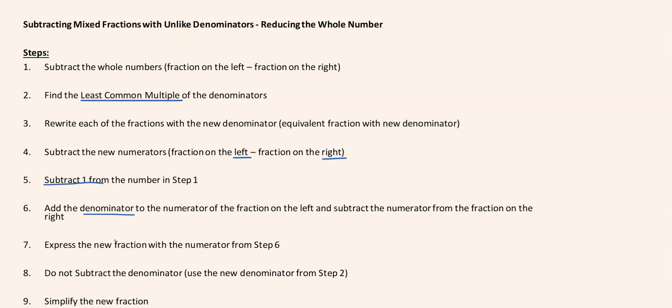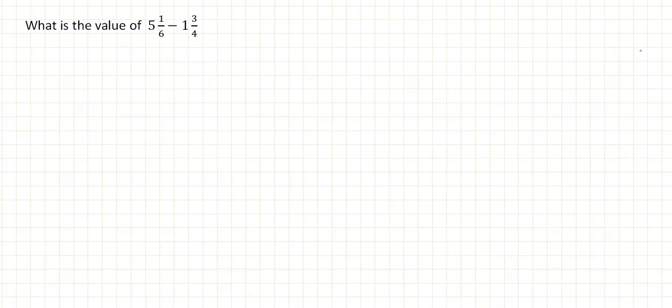So let's look at how to apply this. I know there's a lot of steps, but once we use them to solve some examples together, I think it will become a lot more simplified. So let's go ahead and start. So what is the value of 5 1/6 minus 1 3/4? So we said earlier that the first step is to subtract the whole number. So 5 minus 1 is going to give us 4.